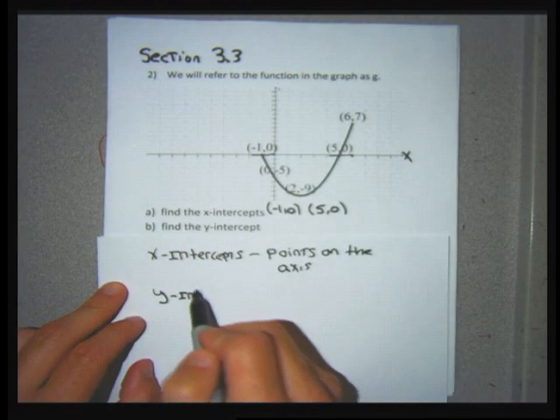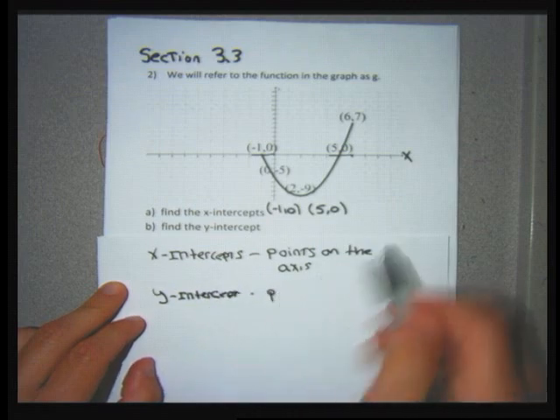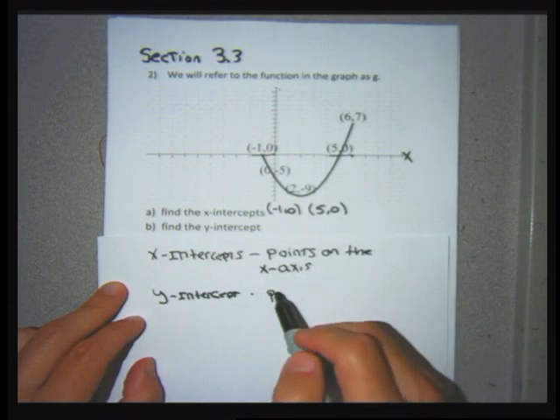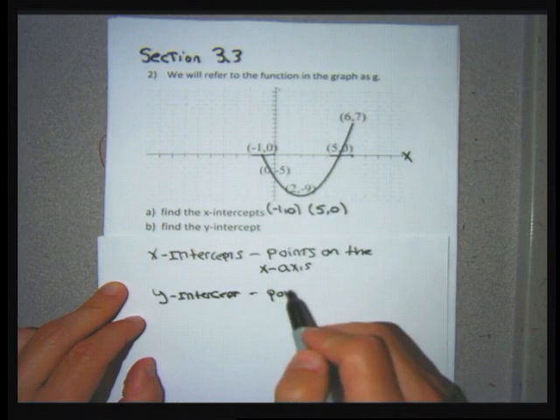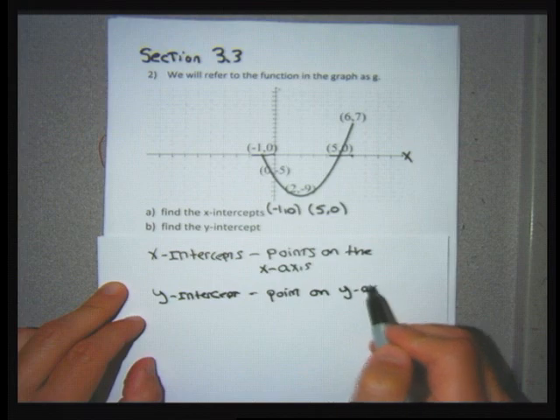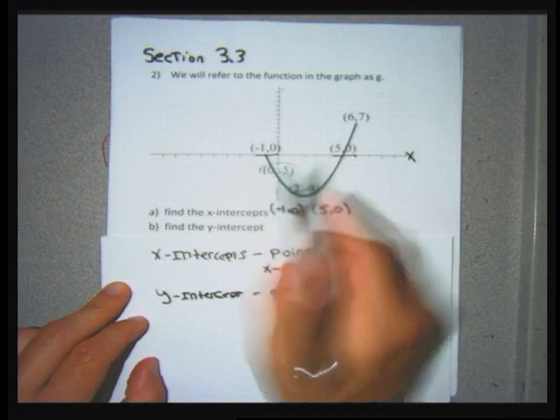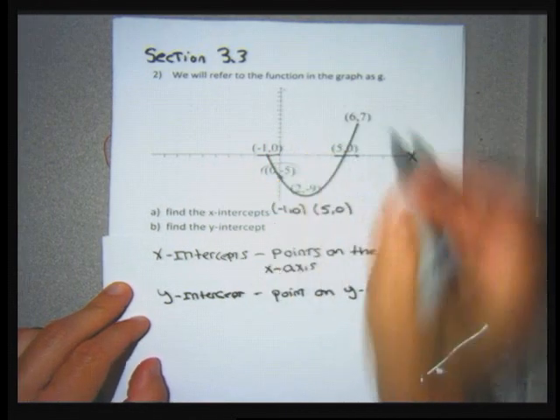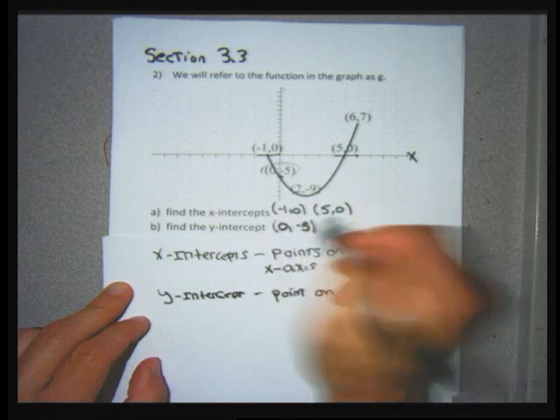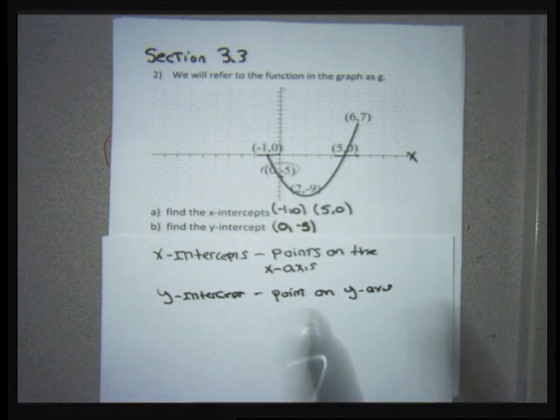B asks to find the y-intercept, and that's just going to be a point. I forgot to write x for the last one. For the y-intercept, it's just going to be the point on the y-axis. And I'll write it as a point. I'm assuming, because this has a 0 there, that (0, -5) is the point that's physically on the y-axis. So I'm going to write for the y-intercept answer (0, -5). Those are the easy ones. The intercepts are always points on the axes.